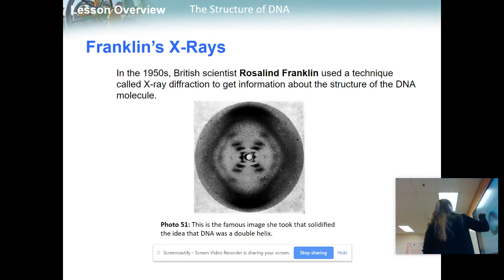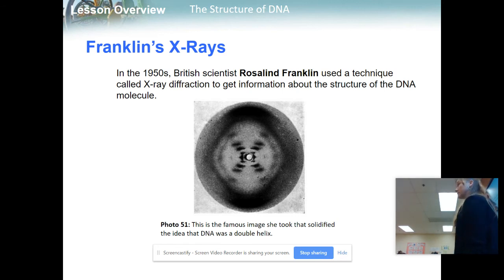All right, but in 1950 she was an X-ray crystallographer. So what she did was she took photographs, basically, of very, very tiny things using radiation. It's called X-ray diffraction. And basically, she accidentally took a photo of DNA. And this is that photo. This is Photo 51. It's super famous.